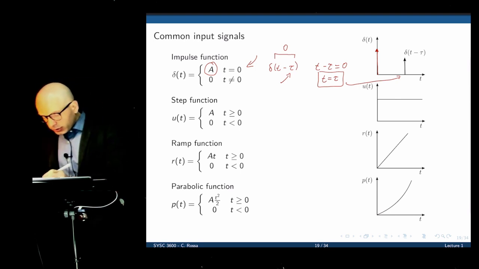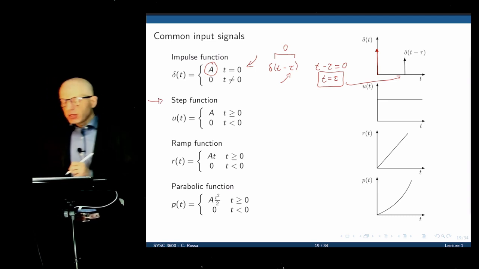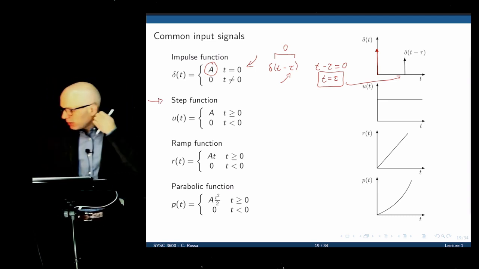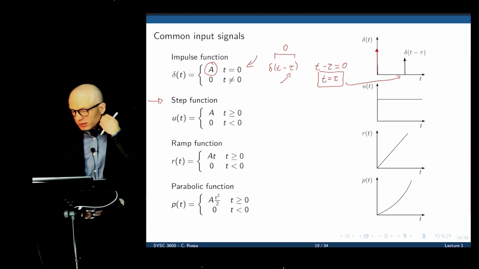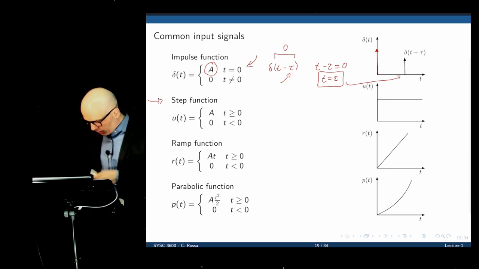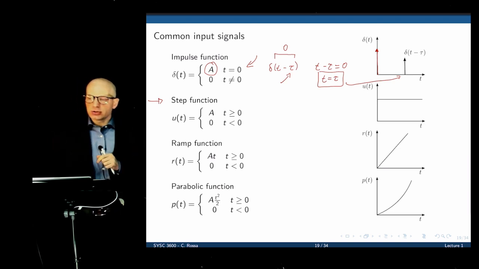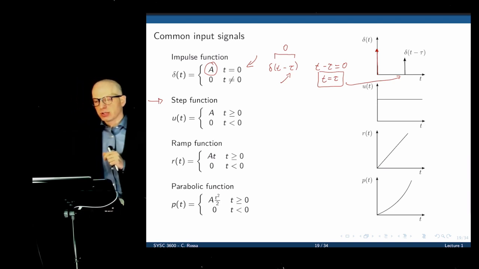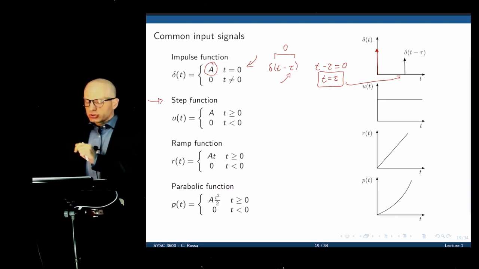The second function that will represent very common inputs is the step function, probably a more common one. And the step function can here represent something that is turned on and held on for as time goes to infinity. For example, if I flip a switch in an electrical circuit and I apply a voltage to that circuit, by turning on the switch, I turn on the system and then I let it go to infinity. As time goes to infinity, the excitation continues.